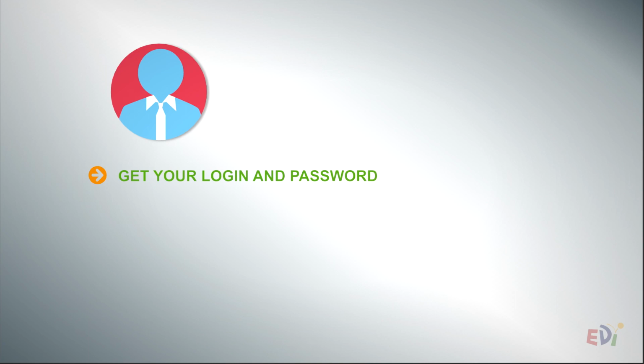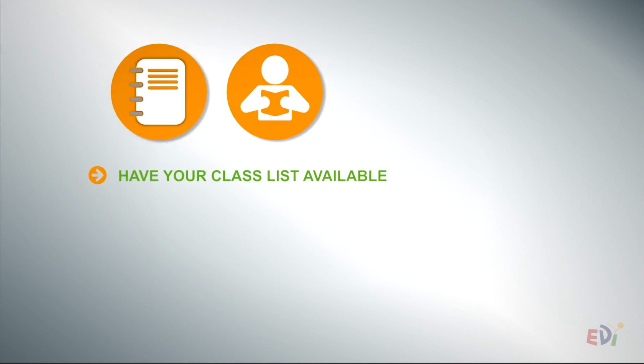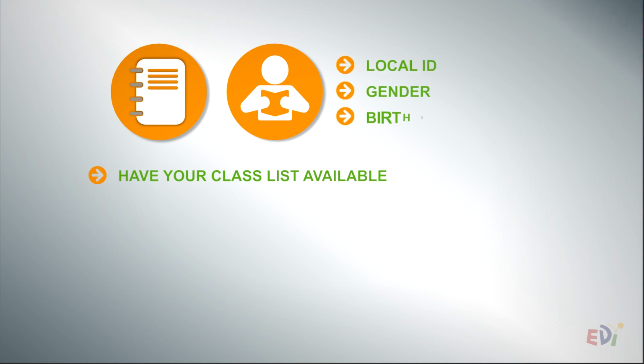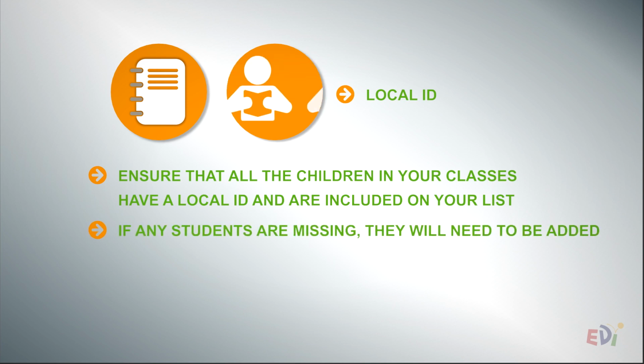Before you begin completing the EDI on your students, you will need to do the following. Get your login and password from your local coordinator. This is included in your EDI package. Review the EDI questions and make sure you feel reasonably comfortable with the questions asked about each student. Have your class list available in order to match each student's local ID, gender, and birth date to confirm that you are entering information for the correct student. Ensure that all the children in your classes have a local ID and are included on your list. If any students are missing, they will need to be added.